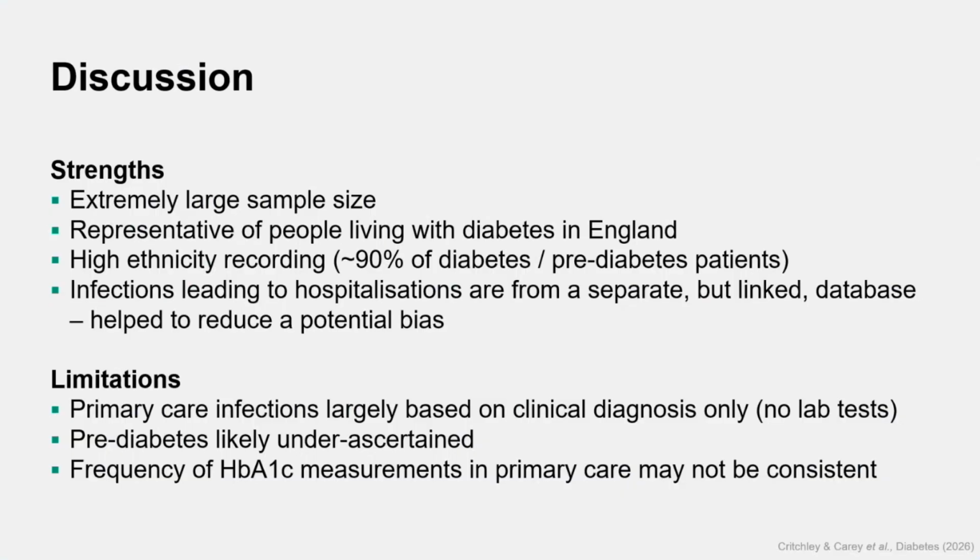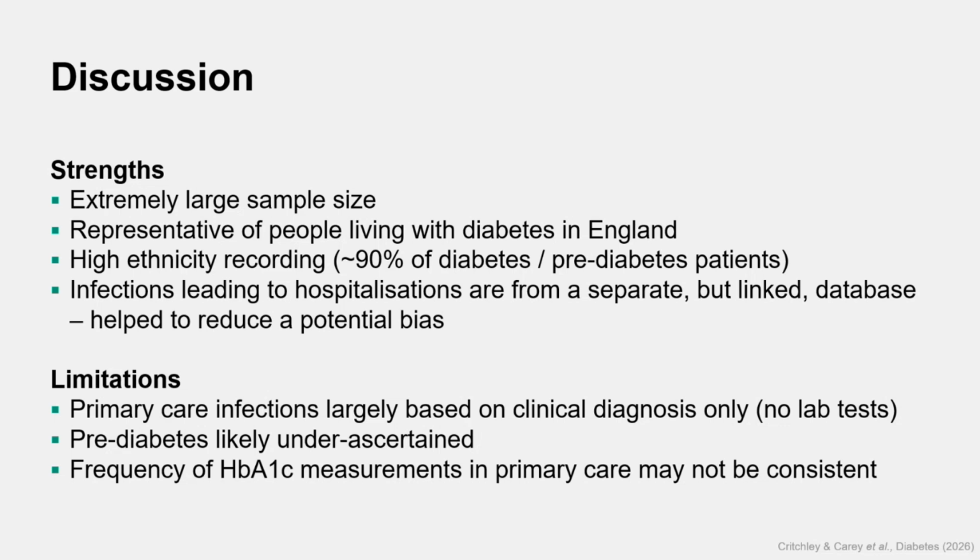There are a number of strengths to this research. We had an extremely large sample size, approximately 800,000 participants within the population. This allowed us to have good representation of different ethnic groups with high ethnicity recording. It allowed us to therefore be representative of people living with diabetes in England.